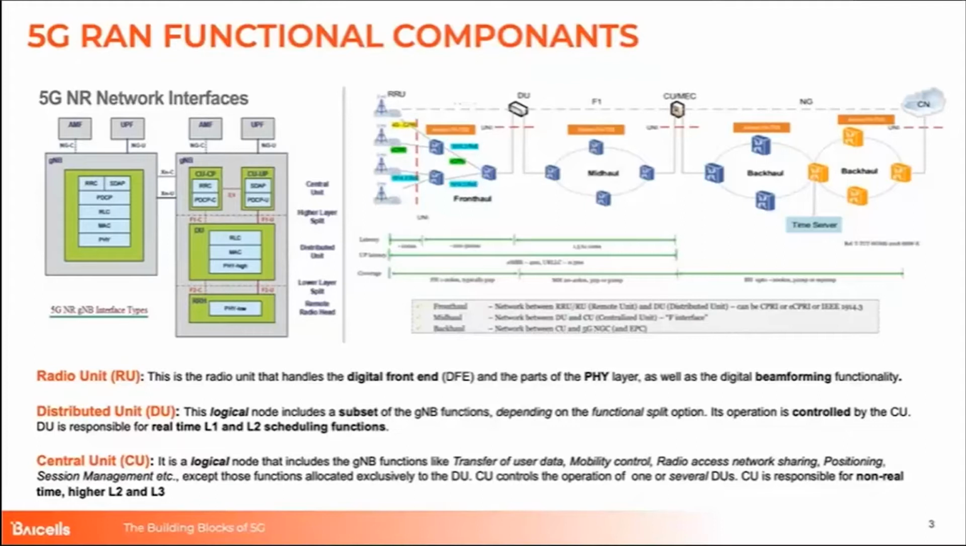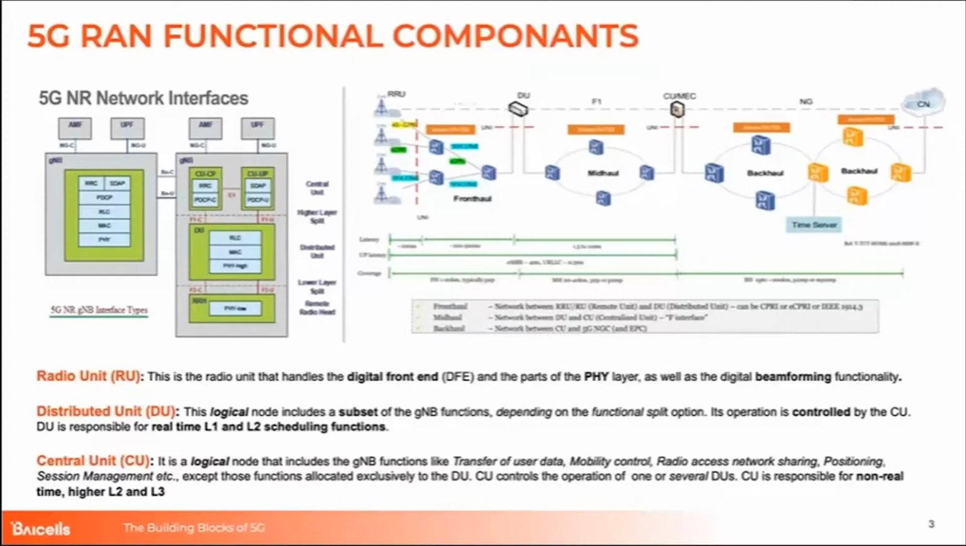And also you have the control plane and user plane. The control plane is where all the signaling takes place, and the user plane is where the data goes through. So the radio unit handles the digital front end. It's like the beamforming. So it's the lowest layer in the stack right here.